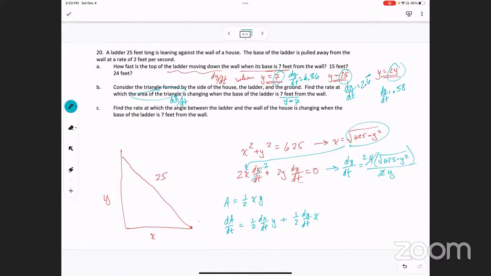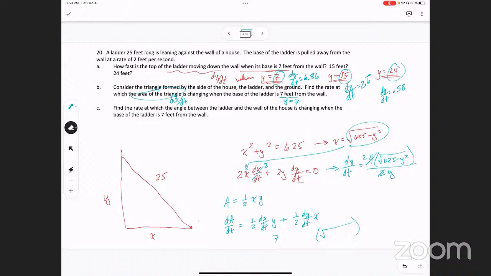All right. So now we have to find out, when it's 7 feet from the wall, what dy/dt is. So 7 is y, right? Yeah. Y is 7. X, we already know, is going to be the square root of 625 minus 49. That's what X is going to be. You understand what I'm doing there?